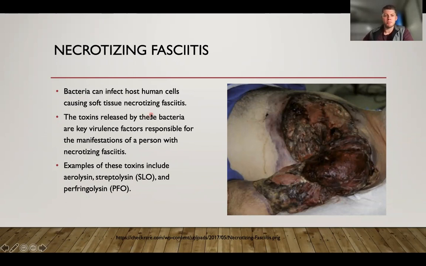various bacteria. Some such toxins include aerolysin, streptolysin, and perfringolysin. These toxins are the key virulence factors responsible for these infections. Today, I'm going to talk mostly about aerolysin.